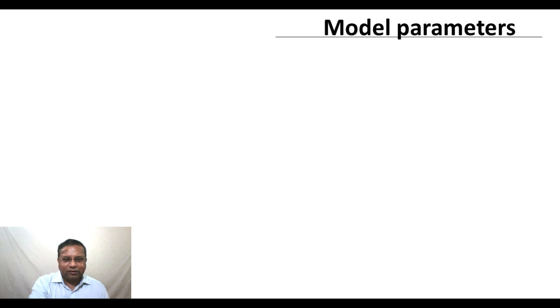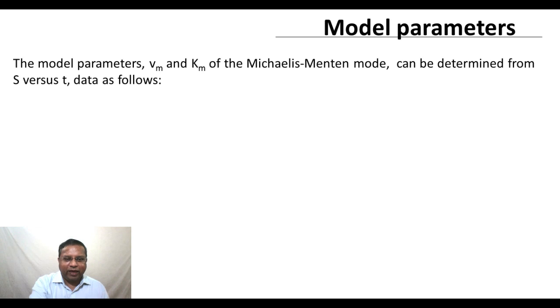The model parameters Vm and Km are the two parameters we need to completely describe simple enzyme kinetics. They can be determined by doing an experiment where we follow the substrate concentration with respect to time in a batch reactor. We collect S versus T data.